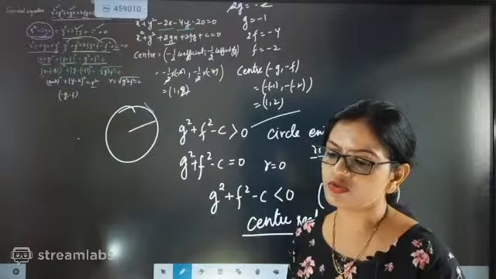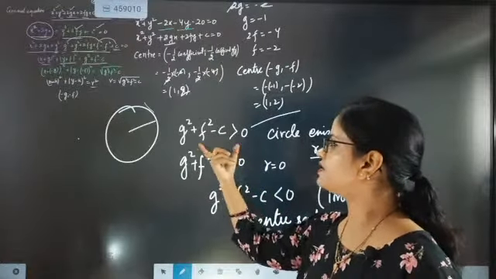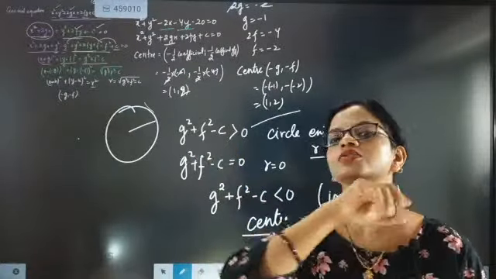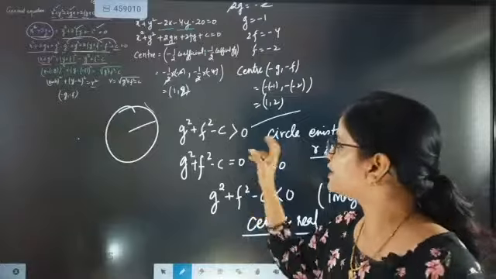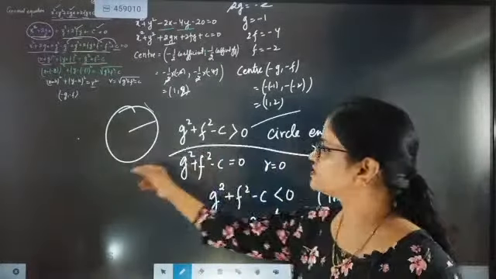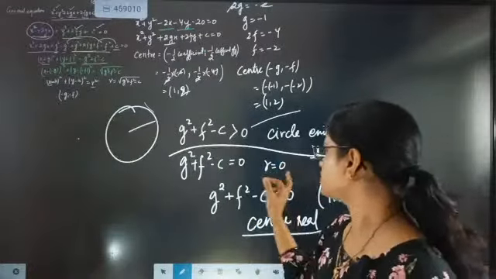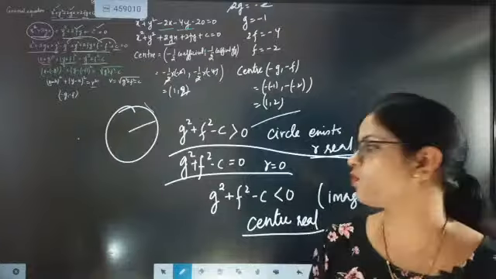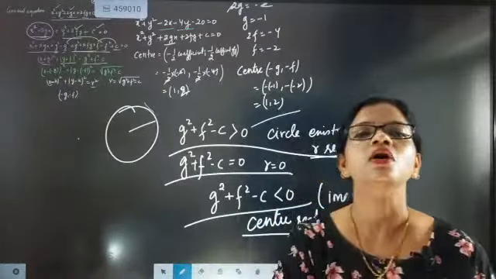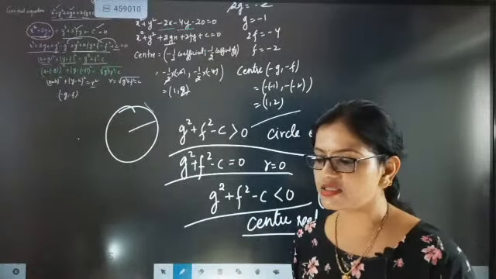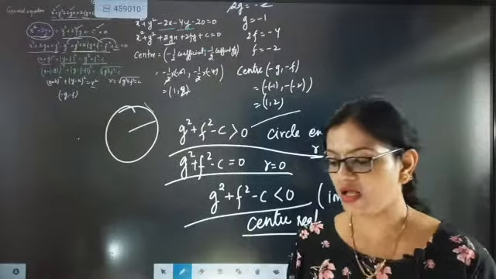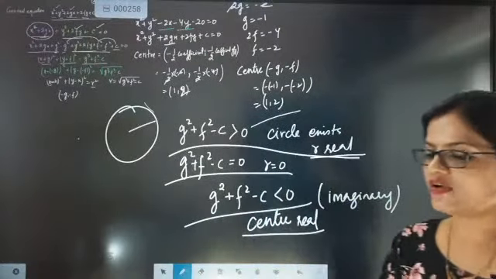So just remember this one. This part is representing the radius. When the radius is greater than 0, then the circle exists and it will be real. When the radius is equal to 0, then the circle is a point. When the radius is less than 0, then it is an imaginary circle, but its center will be real. This you have to remember.